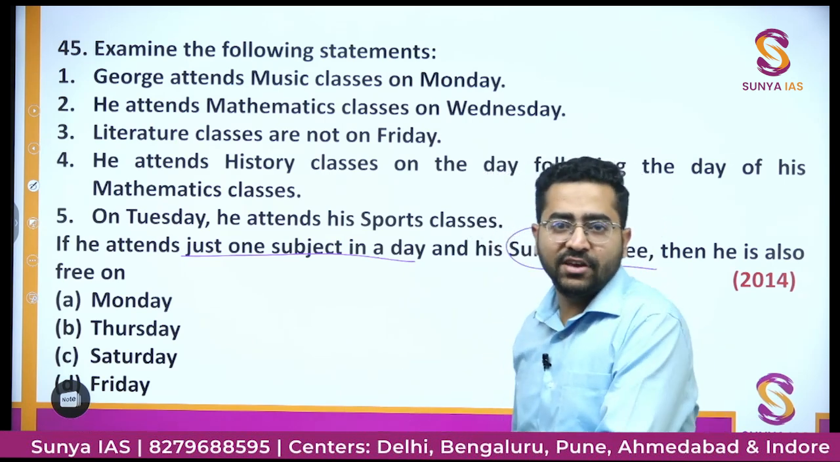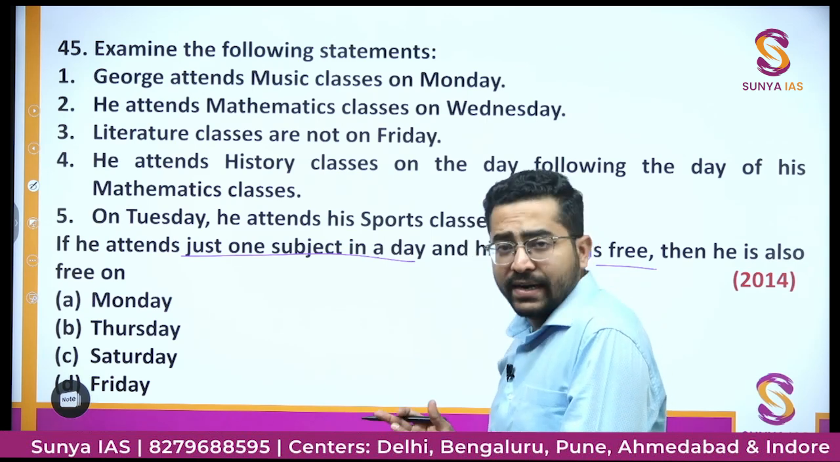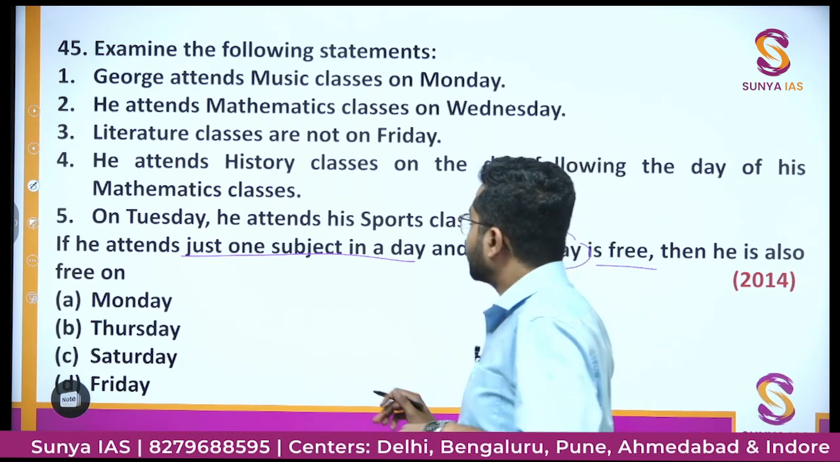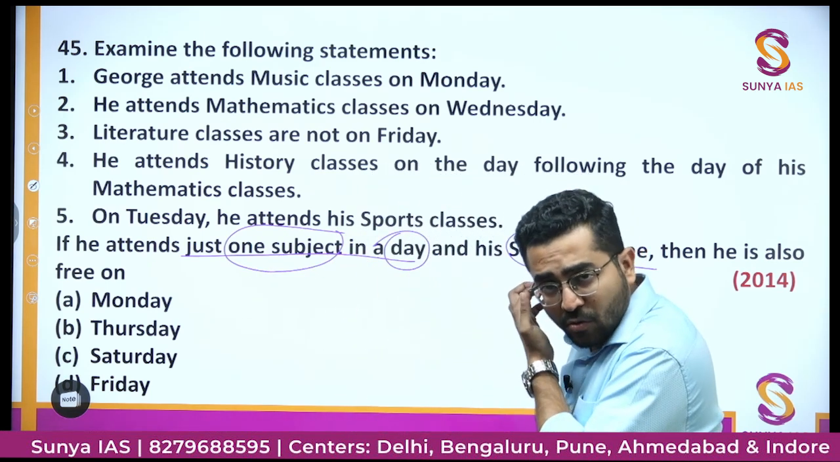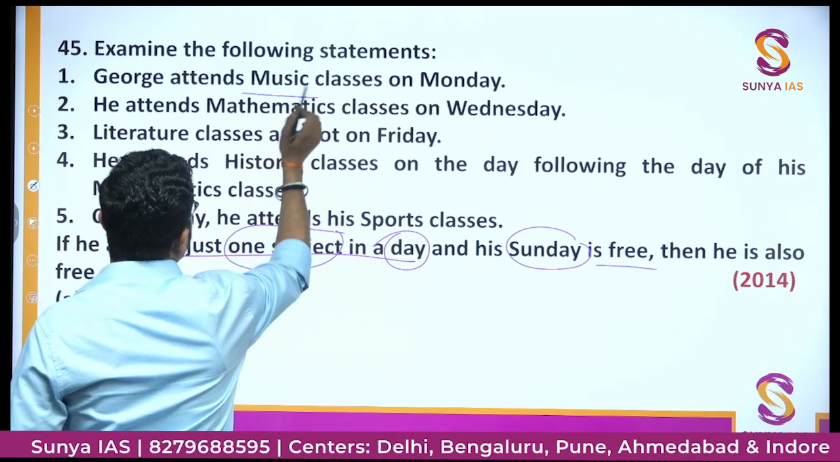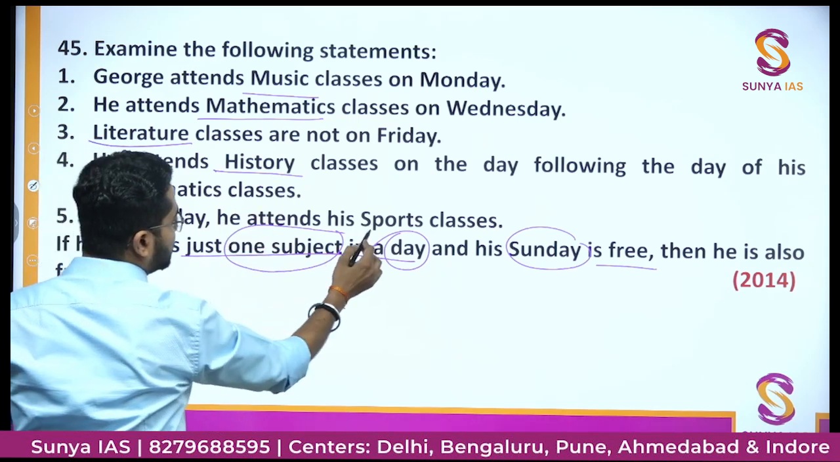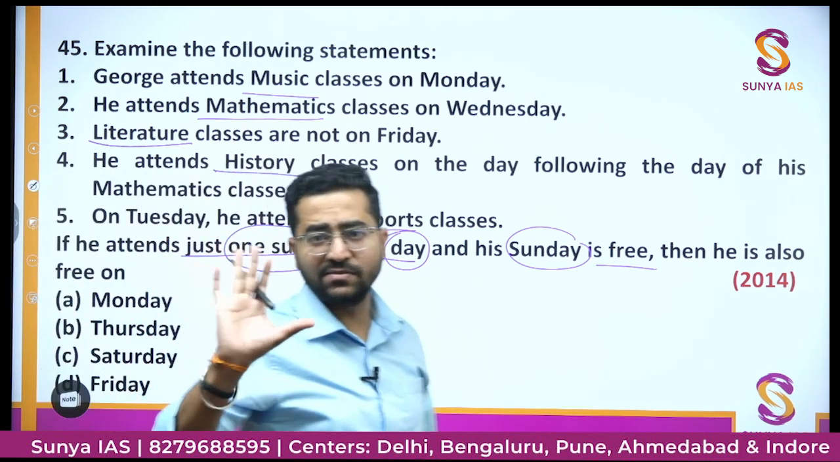That means in a week, how many days are there? 7. Monday, Tuesday, Wednesday, Thursday, Friday, Saturday, Sunday. ठीक है, Sunday is free. So he has 6 days with him. And also it is written just one subject in a day. तो जितने days होंगे उतने subject हैं, या जितने subject उतने days, क्योंकि एक दिन में एक ही subject पढ़ रहा है. So let's see what are the subjects. One subject is music, mathematics, literature, history, and sports. So there are how many subjects? 1, 2, 3, 4, 5. ठीक है? That is, he has 5 subjects to read.